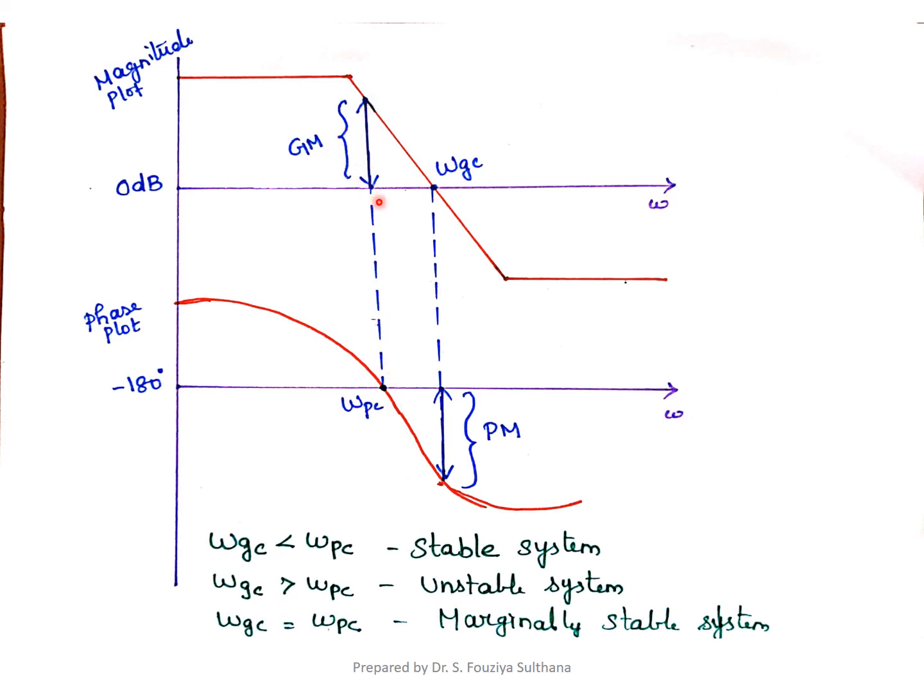Now, if the gain crossover frequency is less than the phase crossover frequency, then the system is said to be a stable system. If the gain crossover frequency is greater than the phase crossover frequency, then the system is said to be an unstable system. And if both the frequencies are equal, then the system is said to be a marginally stable system. This is how the Bode plot is used for analyzing the stability of the system.